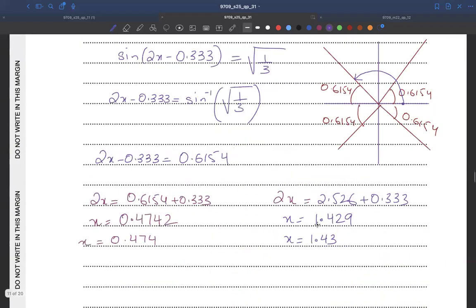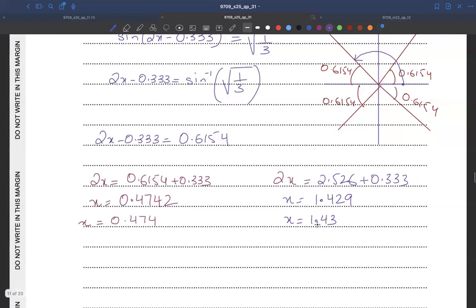And then let's take the third answer as well. And if it comes within pi, that will also be part of the answer. So now this total angle would become pi plus 0.6154. So 3.142 plus 0.6154. And then we add 0.333, and then we divide by 2. And the answer is coming to 0.054.